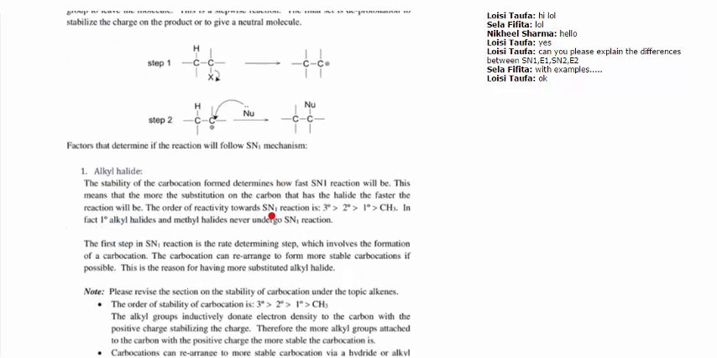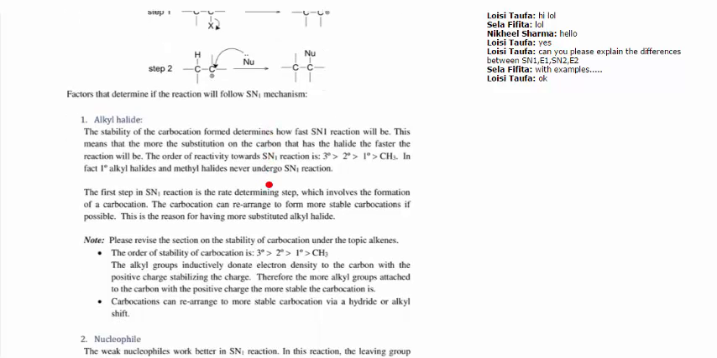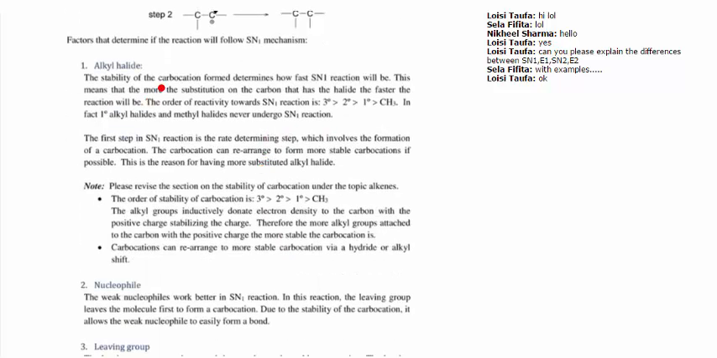So as usual, we are going to go into factors which determine it first. So alkyl halides, it's totally opposite to SN2 reaction. SN2 reactions favor primary and secondary alkyl halides, whereas SN1 will favor tertiary and secondary alkyl halides. Primary alkyl halides and methyl groups never undergo SN1 reaction.